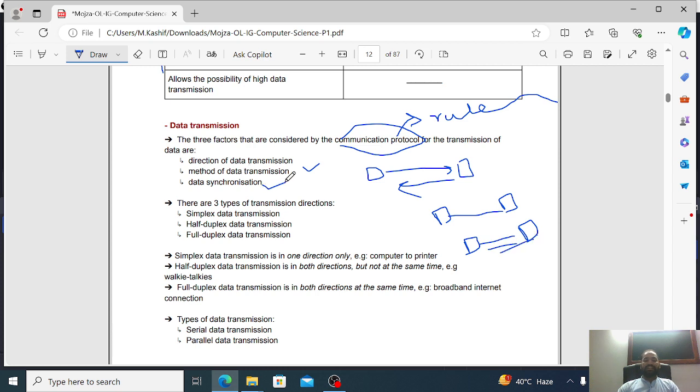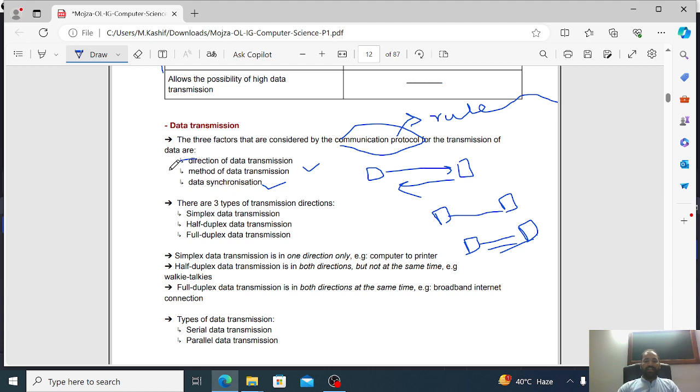And the third factor is data synchronization, and the second point is asynchronization. Synchronization means the stream consists of many bits. The data will move in the form of bits. It means data will move between two devices as a block of bits. Asynchronization means data will be moved bit by bit. It will not consist of multiple bits. The data will not be in a block.